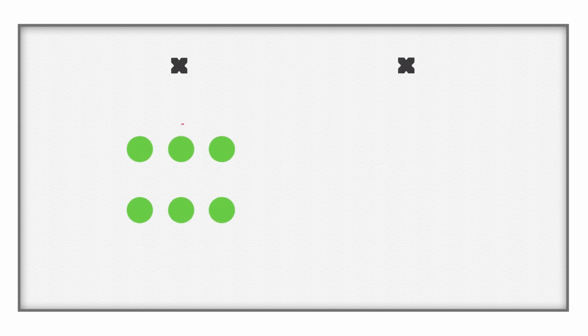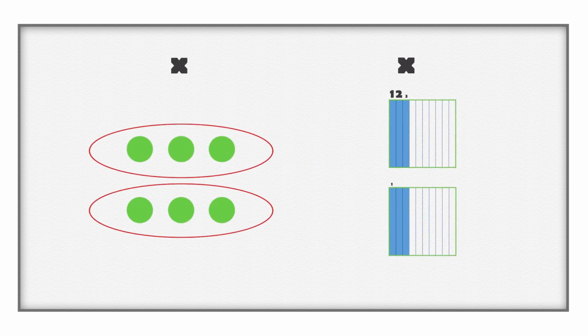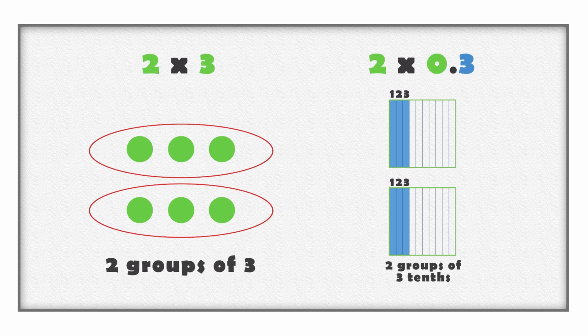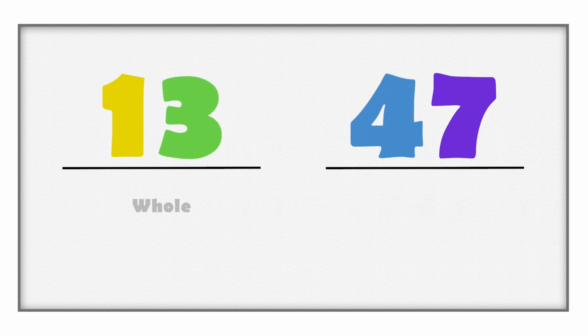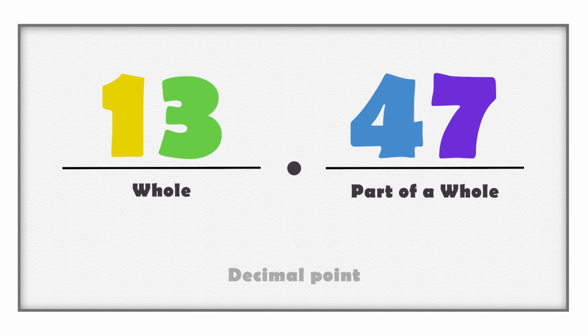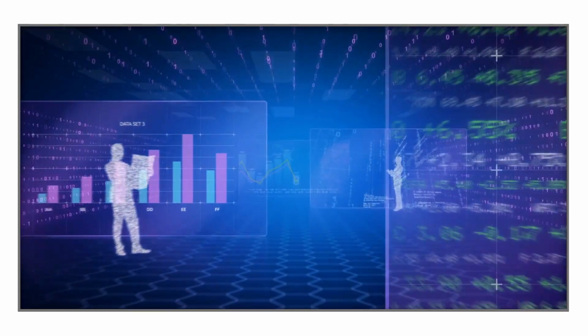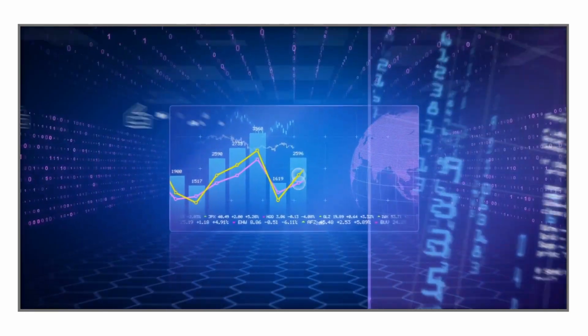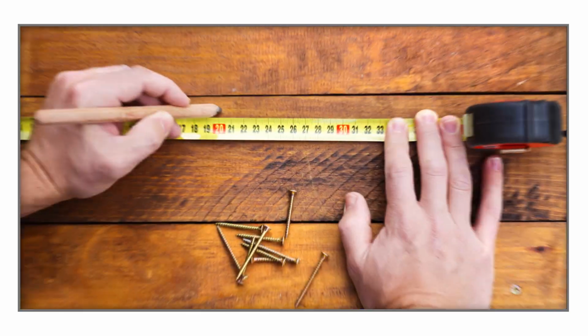Multiplication is an operation that shows the total value of equal groups. We can multiply different numbers, including whole numbers and decimals. Decimals are values that include a whole and part of a whole separated by a decimal point. Decimals are all around us, and we use them in our daily lives.